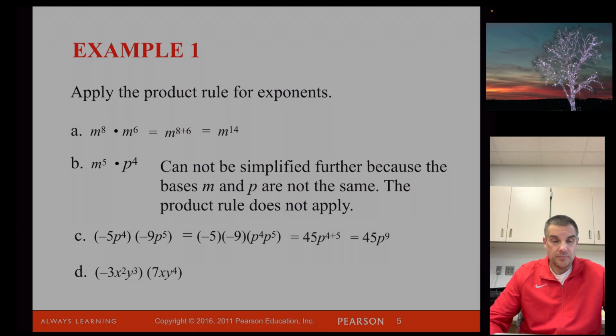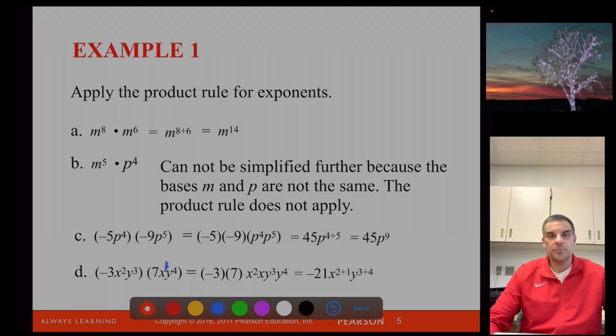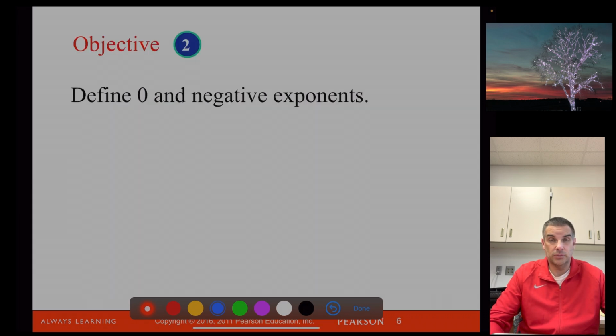Done. Okay. Same thing with this one. Throw more in there. It doesn't really matter. Same thing happens. Multiply the numbers together. Put like exponents together. So 7 times negative 3 is negative 21. You've got x squared and x. Keep in mind that if there's nothing there, there's understood to be a 1 there. So that's 2 plus 1, which is 3. And your y is 3 plus 4, which is 7. So negative 21 x to the 3rd, y to the 7th. It is simplified. That's the product rule.